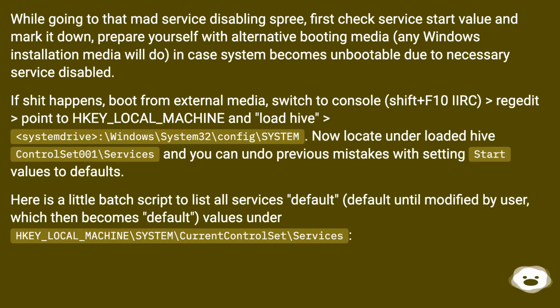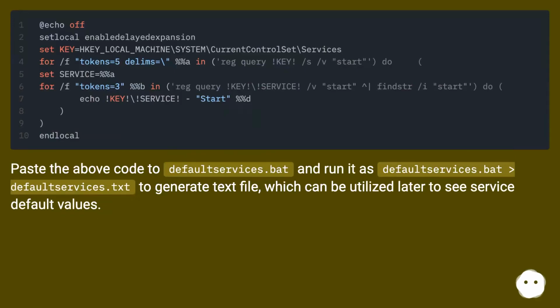Here is a little batch script to list all services' default values, until modified by the user, which then becomes the default, under HKEY_LOCAL_MACHINE/System/CurrentControlSet/Services. Paste the above code into defaultservices.bat and run it as defaultservices.bat > defaultservices.txt to generate a text file, which can be utilized later to see service default values.